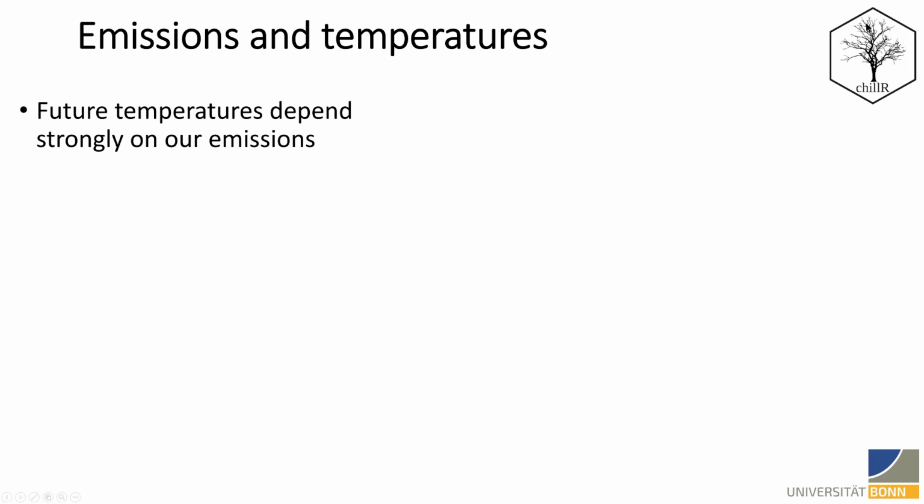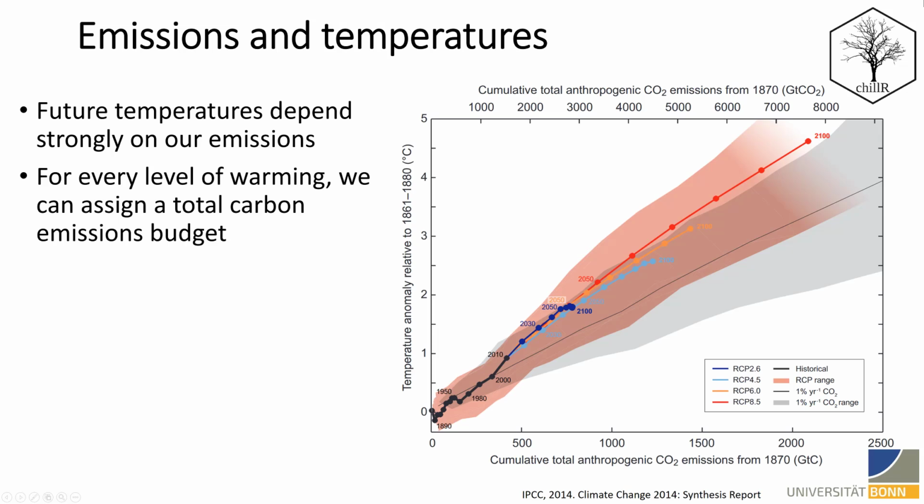Obviously, future temperatures depend strongly on our emissions. And for every level of warming, we can assign a total carbon emissions budget. We understand the climate system well enough today that we can translate our emissions directly into the warming that is expected. So basically, in this diagram, this knowledge is summarized, and you can tell for every level of warming that you think we can tolerate what total emissions of humanity since 1870 we can tolerate, we can afford.